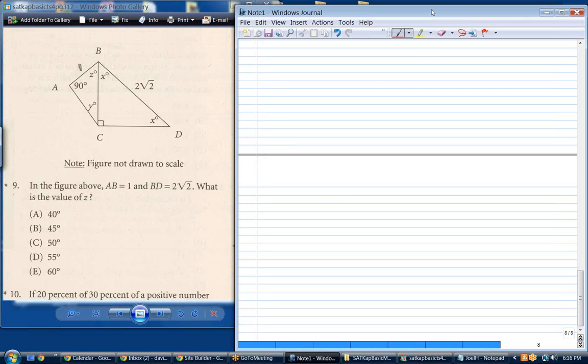All right, let's look at the next one. The figure is not drawn to scale, so we can't depend on looking at it graphically. I've labeled it. They tell us that AB is 1. They tell us that's a right angle. And they tell us that BD is 2 root 2, which they labeled. And they want us to give them the value of Z, which is an angle.